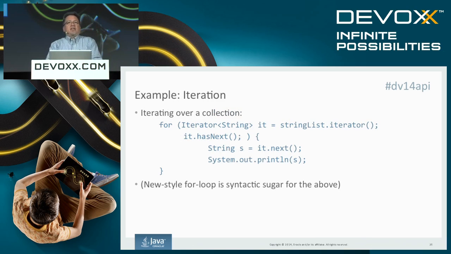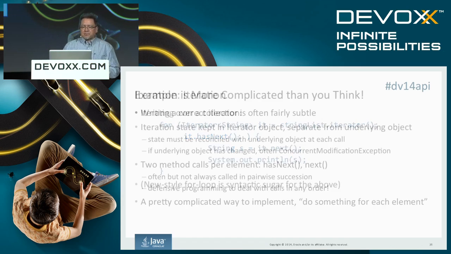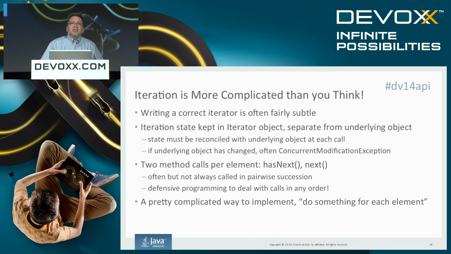All right, I have yet another example of this going on, which is iteration. And so what I've done here is I've written out the iteration longhand. Most of you probably use the for each loop, or officially it's called the enhanced for loop. But that's just syntactic sugar for creating an iterator and then stepping through it, calling hasNext and next in succession. So it's like, well, okay, what's the big deal with this? So iteration is actually pretty complicated.